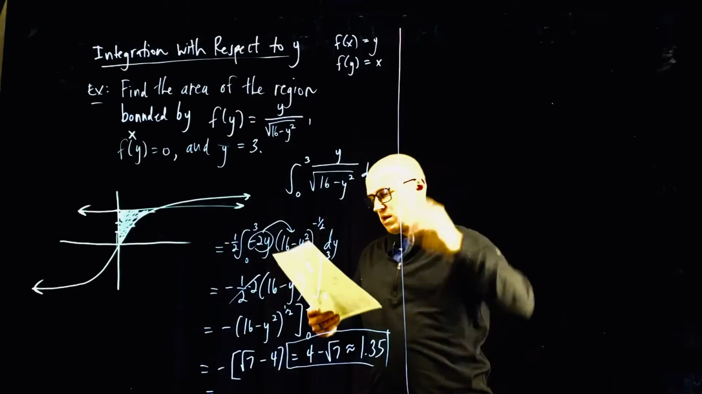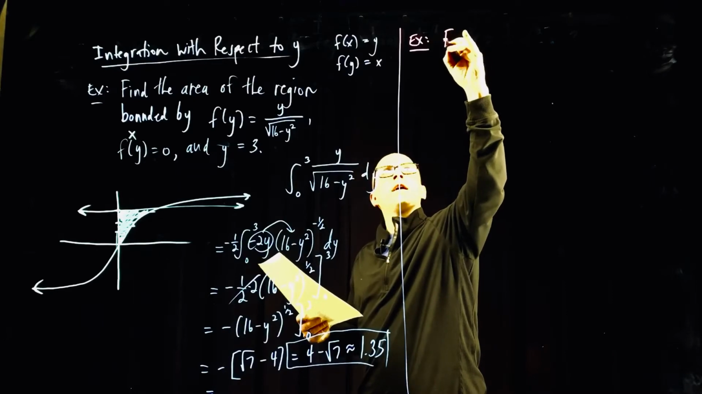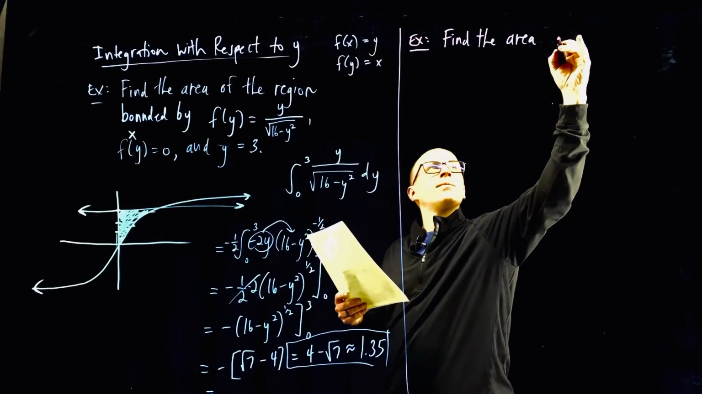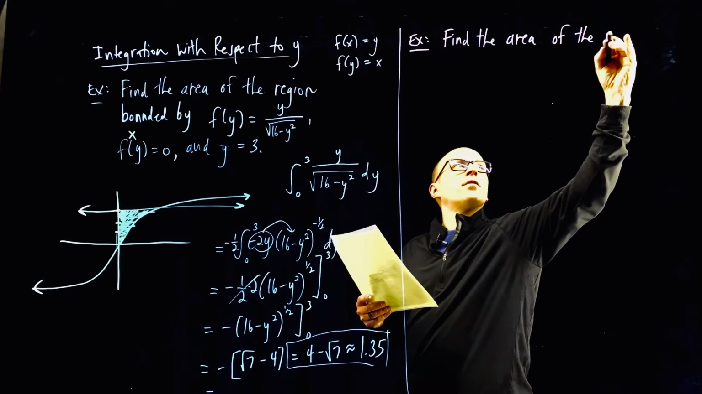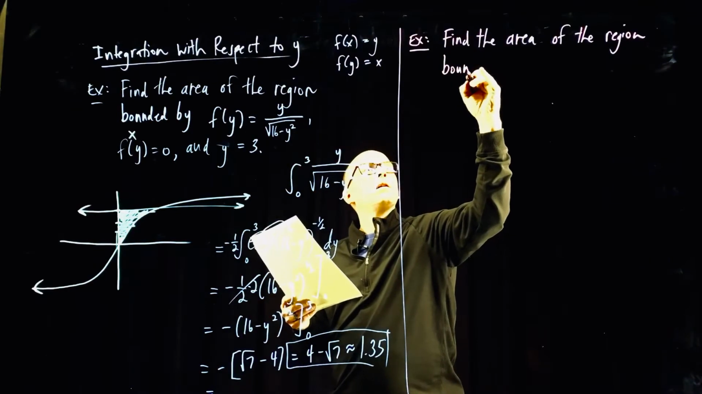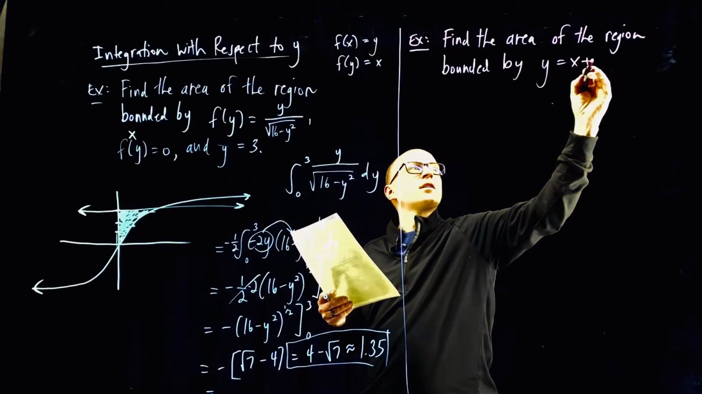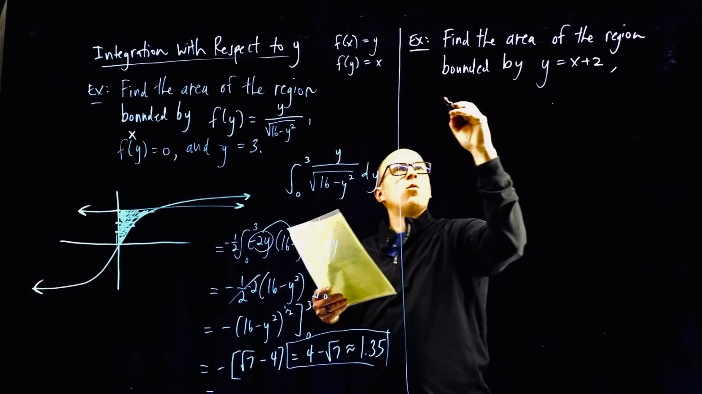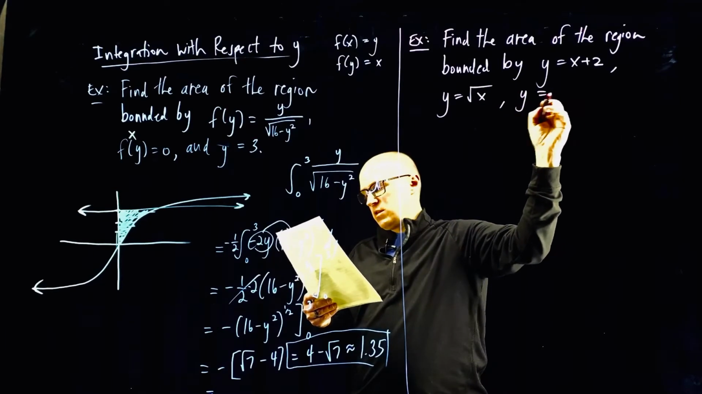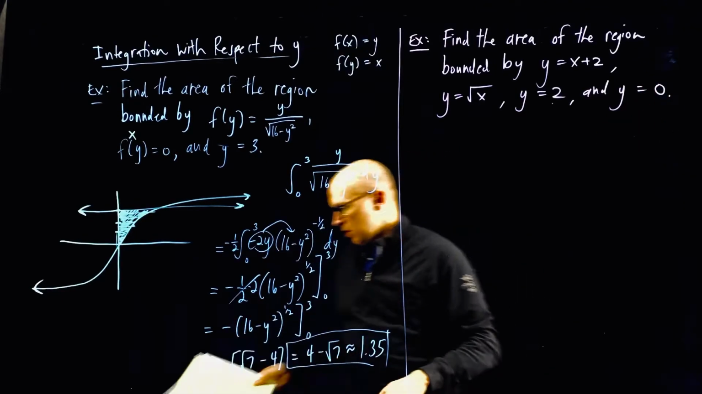Split the board right here, and let's do this example. We're going to find the area of the region bounded by y equals x plus 2, y equals the square root of x, y equals 2, and y equals 0.